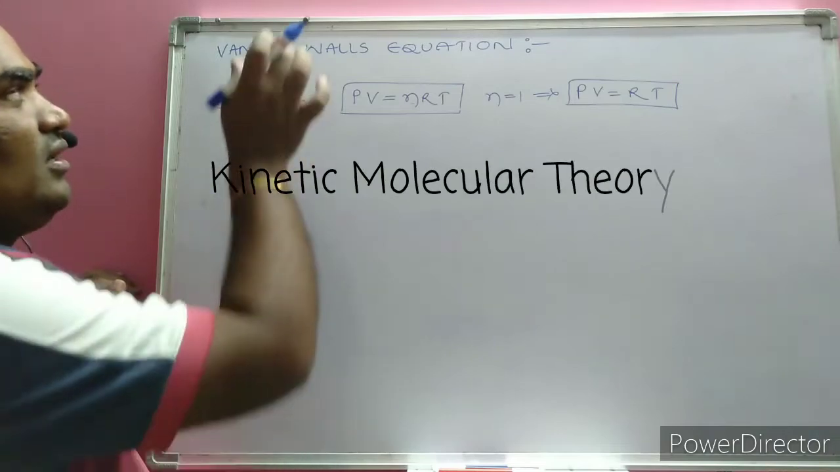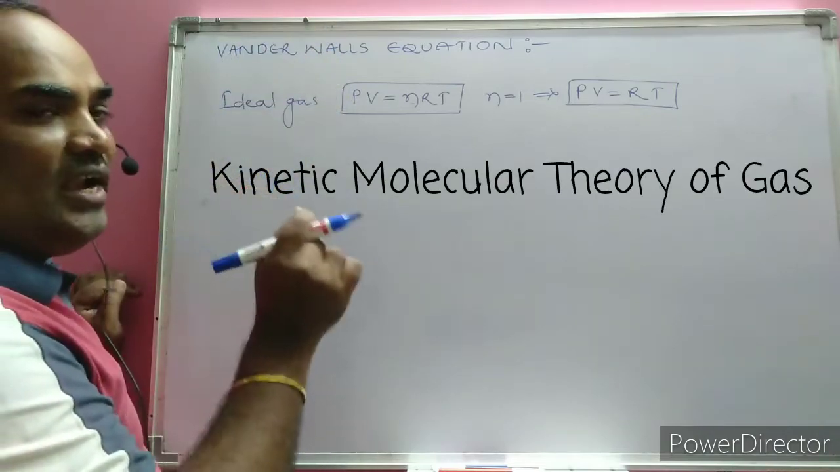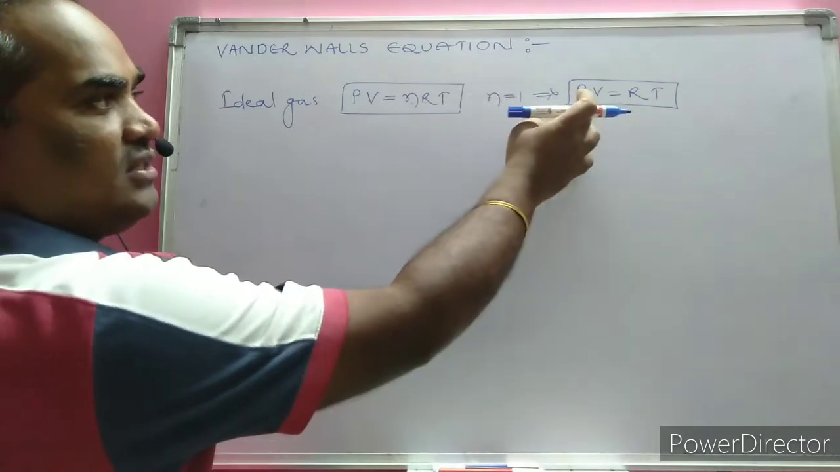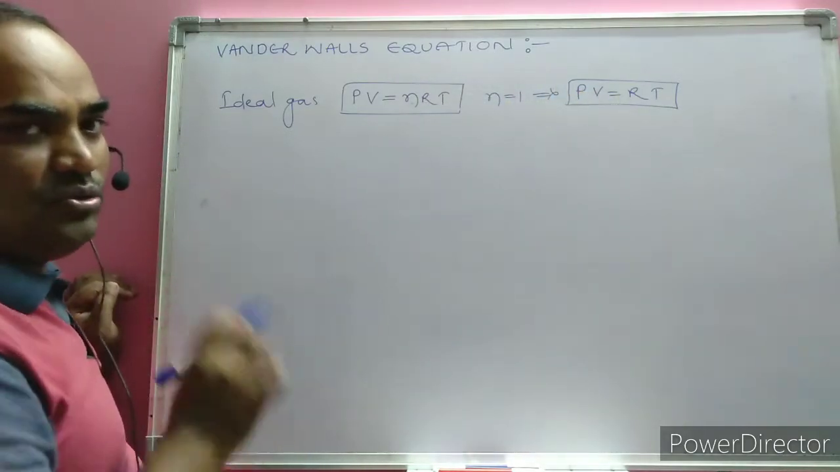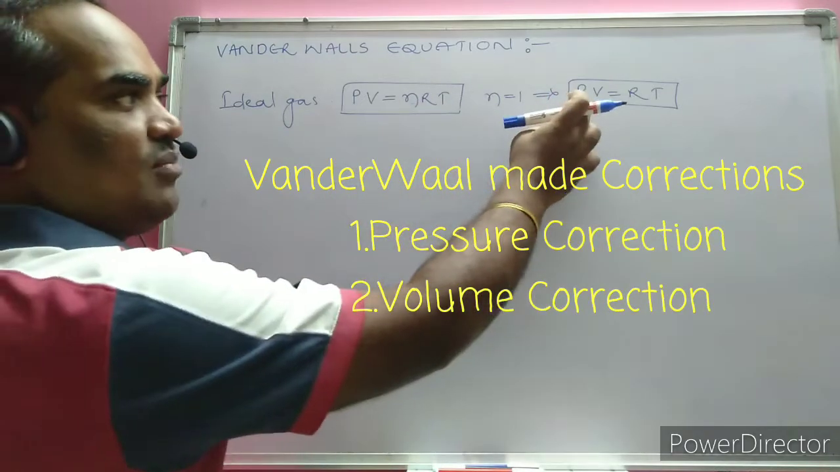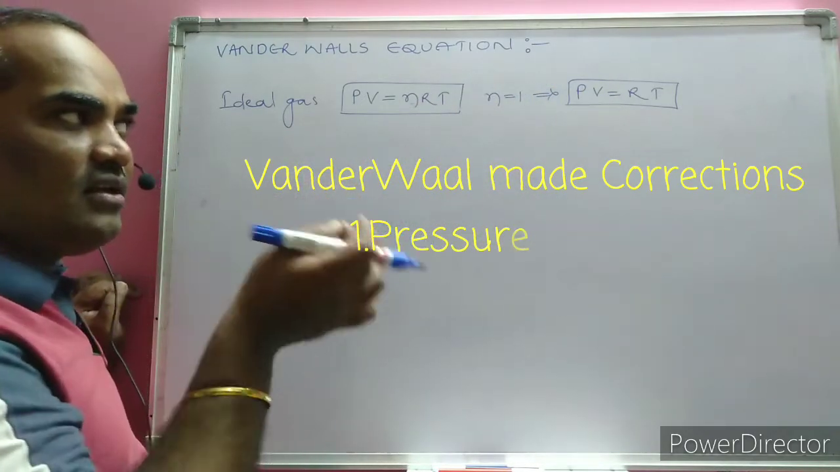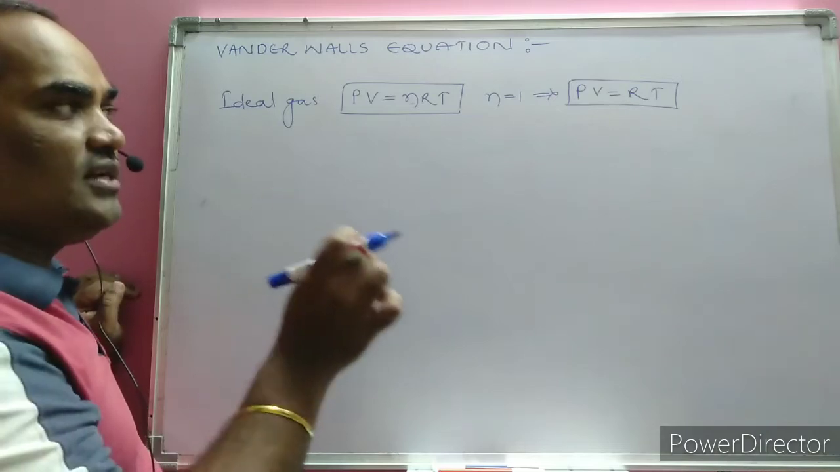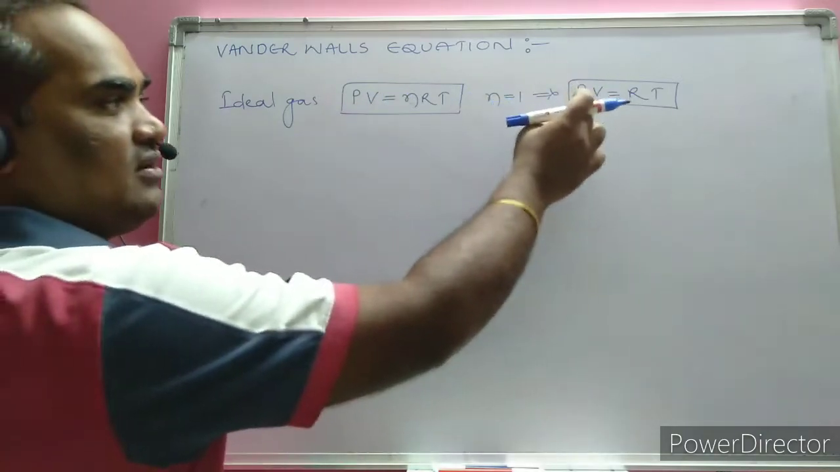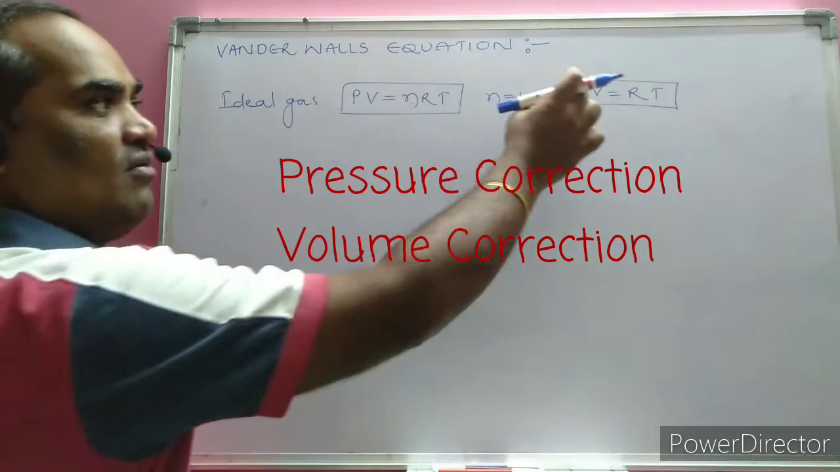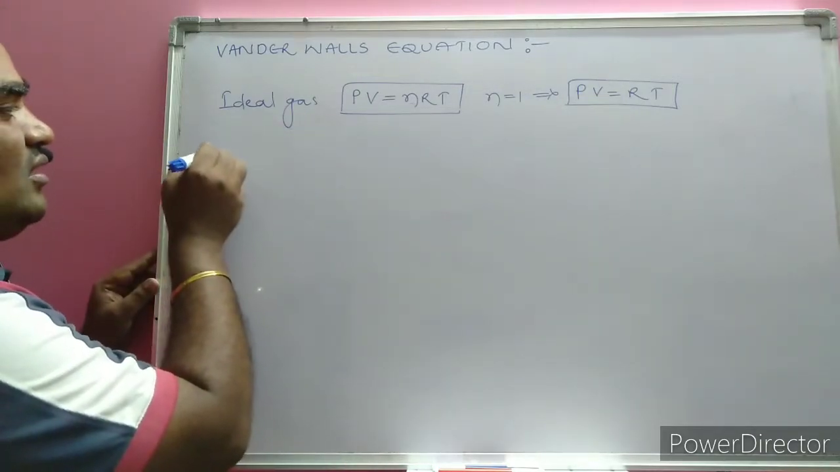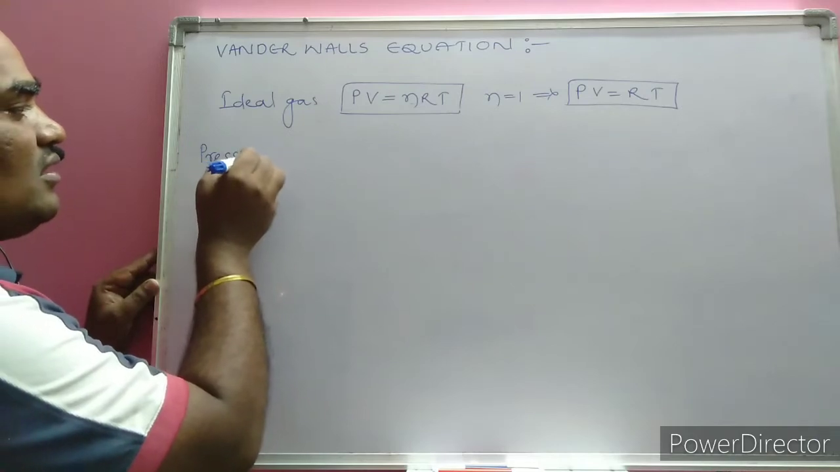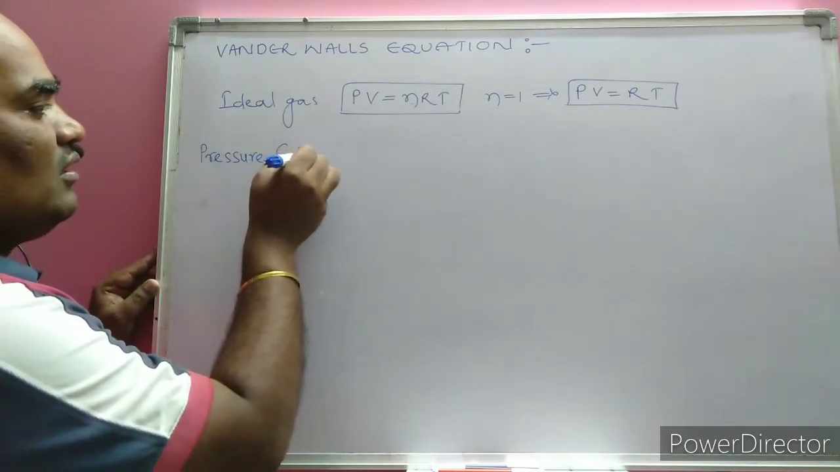But this ideal gas equation is proposed on the basis of the kinetic molecular theory of gases. Here van der Waals made two corrections. The pressure shown in the ideal gas equation is not exactly right; a somewhat smaller quantity of pressure is what is actually shown. That is one correction, the pressure correction. Another is the volume correction. Here the first correction is the pressure correction.